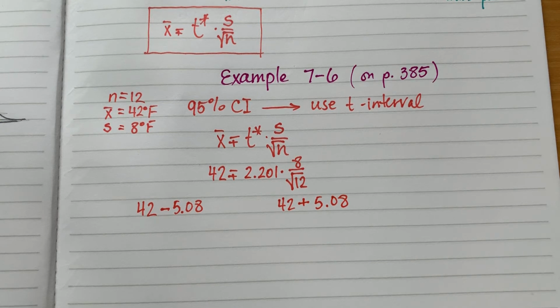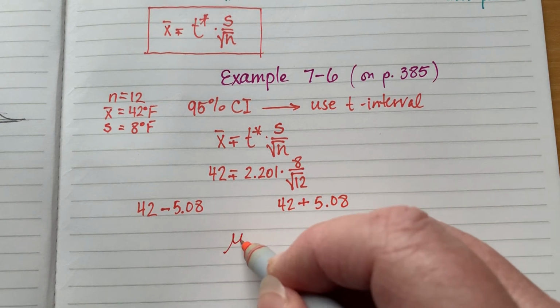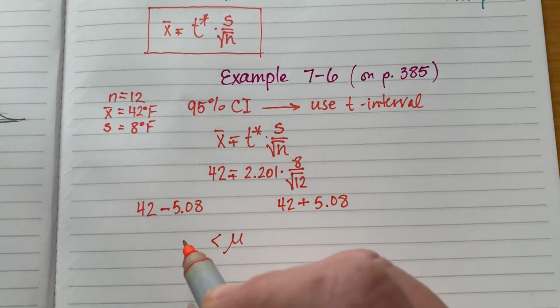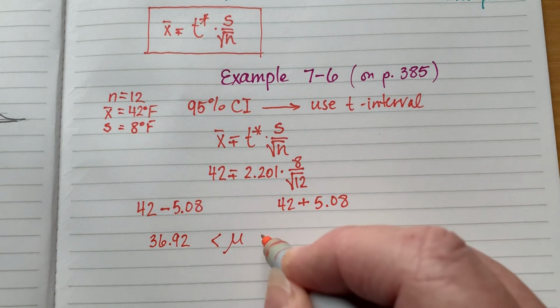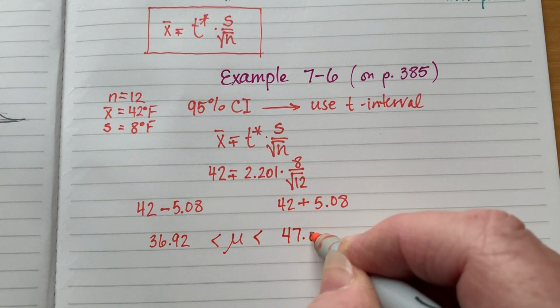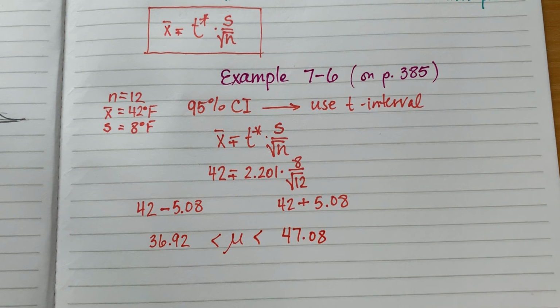This is our threshold. So we end up with the mean temperature being greater than 36.92 and less than 47.08. Okay, so we are confident that if we were to make at least 100 confidence intervals, 95 of them would actually capture the true mean temperature for Thanksgiving Day. And it's going to be somewhere between about 37 degrees and 47 degrees.